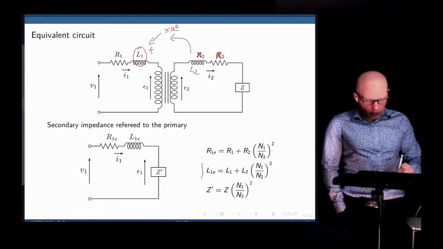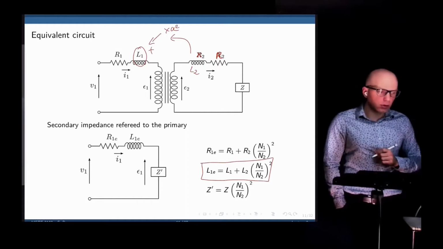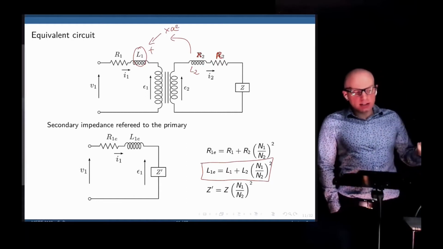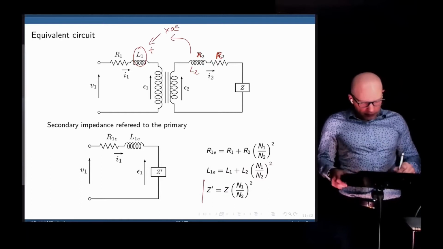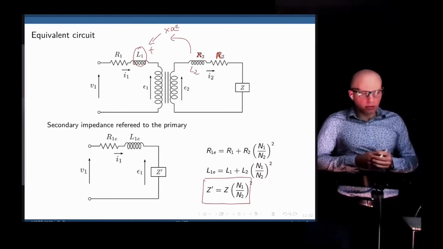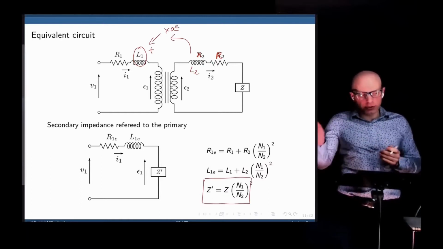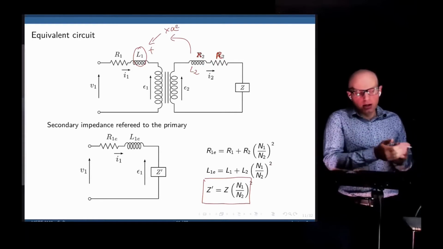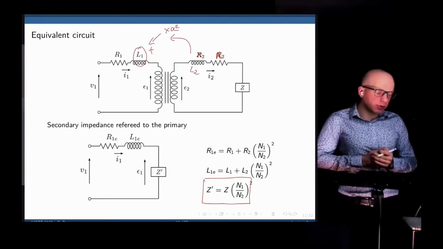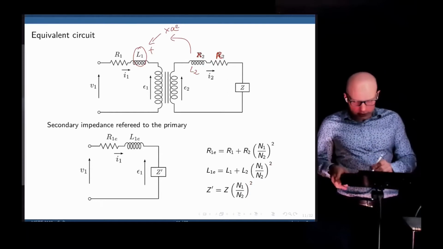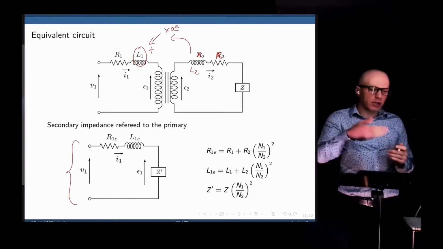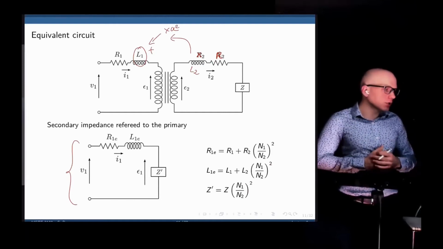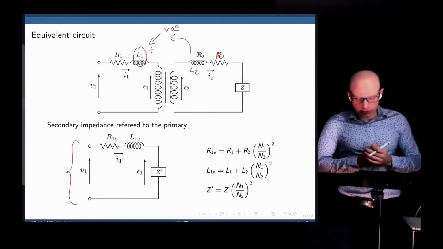So here is the equivalent resistance, the equivalent reactance as seen by the primary. And finally, the load impedance is also referred to the primary by simply multiplying the impedance itself by A squared. And we now have an equivalent circuit here. From this equivalent circuit, we can find I1, can find all the voltage drops across the circuit.